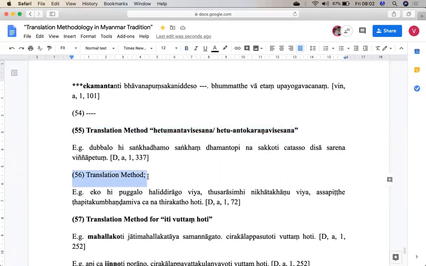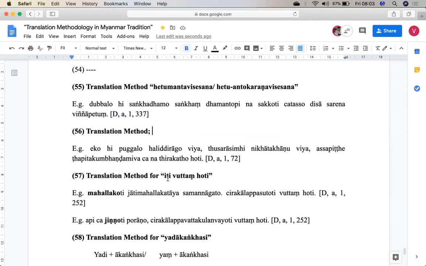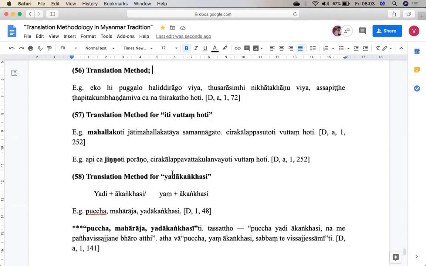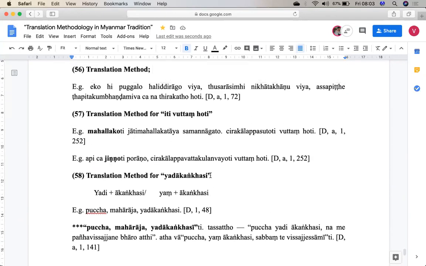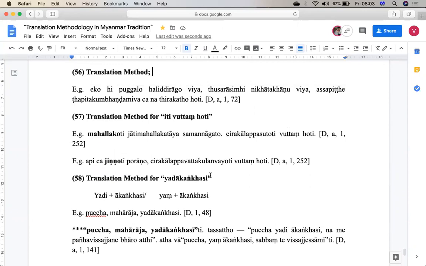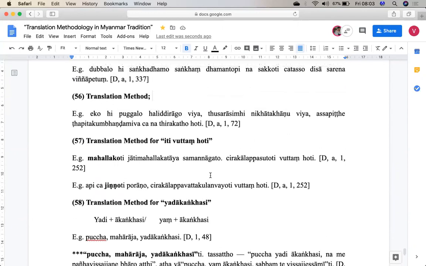And the next one also has no special name, but it is important to understand. When we analyze the example, that will make it clear. Okay, and the next one is the phrase Iti vadāmi hoti, in the commentary. And also the next one is the phrase Yathā gaṅkāsi. So these are the headings, what we will learn today.